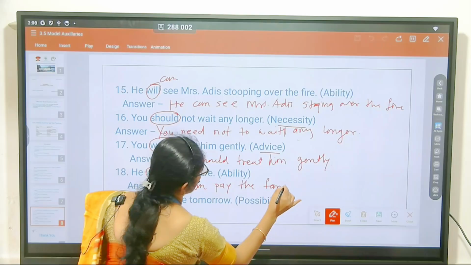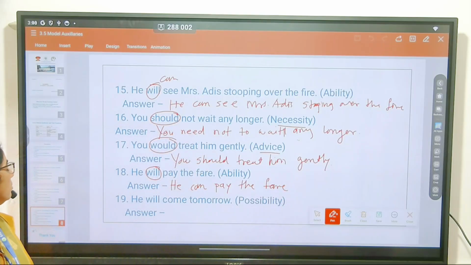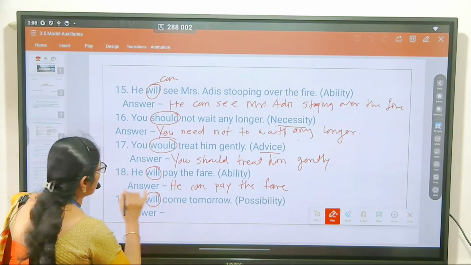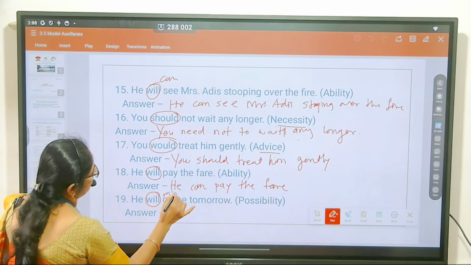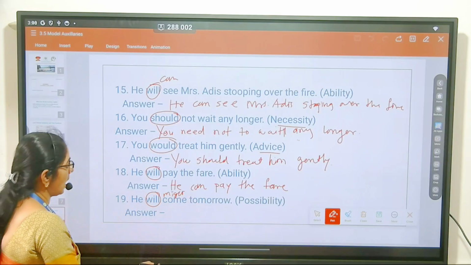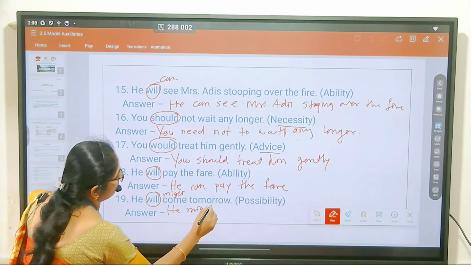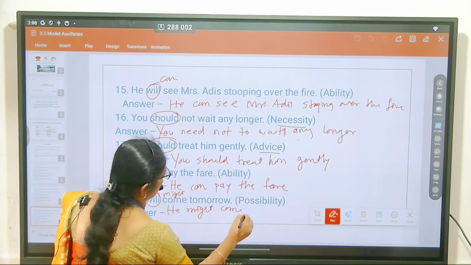And the last sentence, he will come tomorrow. Possibility. For possibility, might is there. So instead of will, we have to take might. He might come tomorrow.